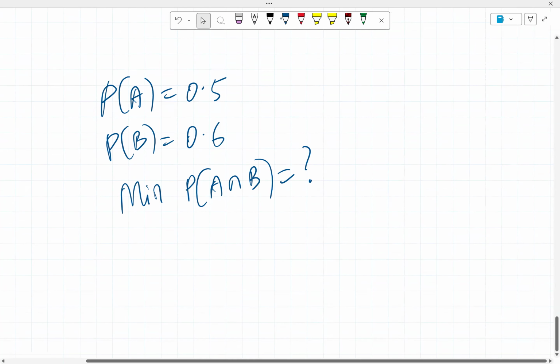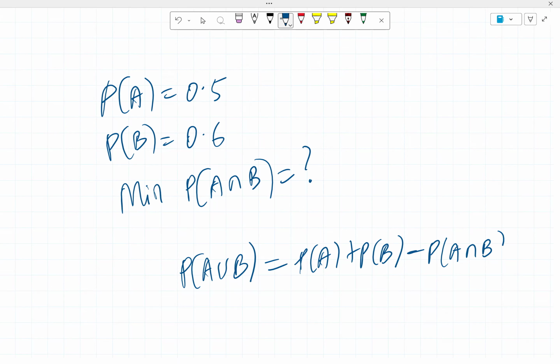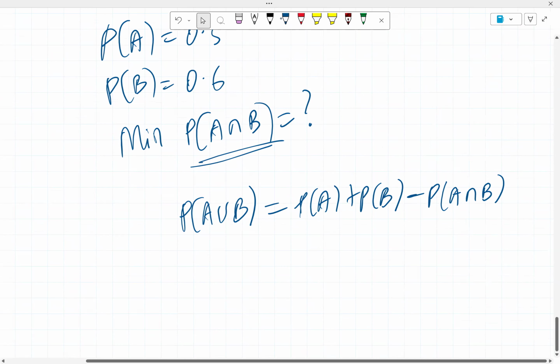This is an interesting question. So what minimum value can it have? We know already that the probability of A union B should be the probability of A plus the probability of B, minus the probability of A intersection B. And we need the minimum value of this, right?